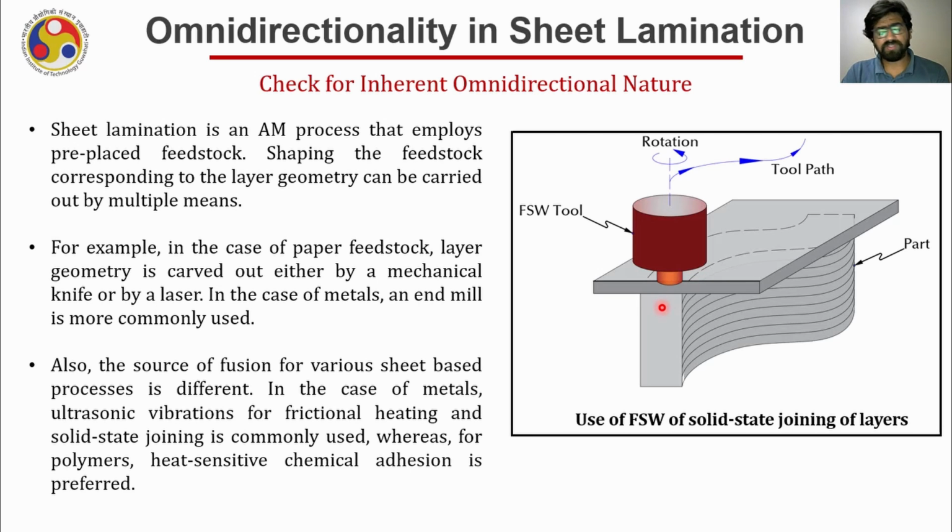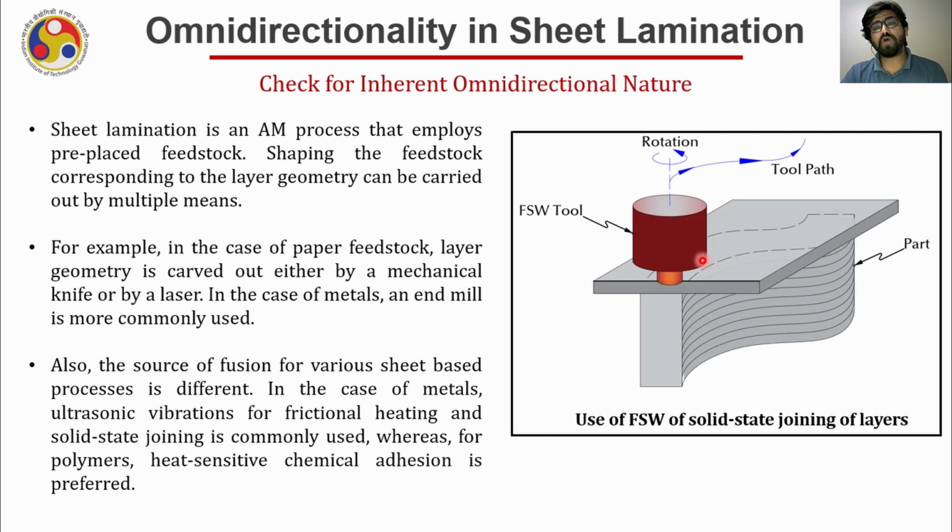So let us talk about FSW. It is a well known process where there is a tool which is going to join two sheets together, and these two sheets are lying like this, as you are seeing in this diagram. If the tool is always perpendicular to the sheet which it is trying to join with the substrate or pre-built layer, then definitely the angle between the deposition direction, or the material addition direction, and the source of energy, that is vertical, is always 90 degrees, and it will remain omnidirectional.